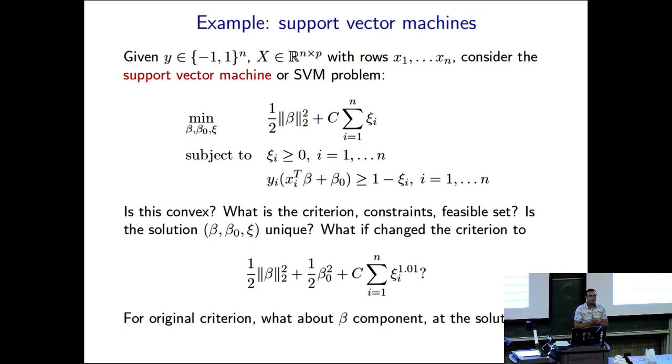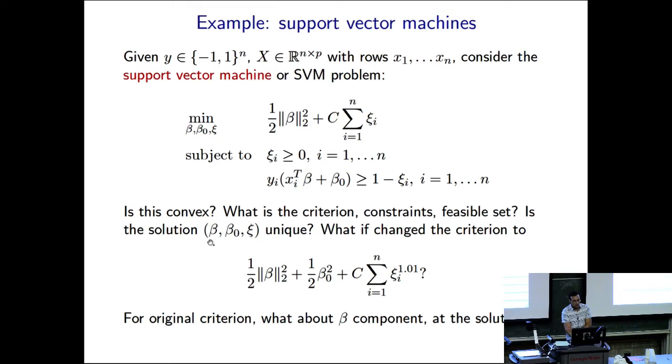What do you guys think? Well, again, we only really know that we can prove uniqueness from strict convexity. So what do you guys think based on that? Is the criterion strictly convex? It's not, because this is linear in one of my variables. So at this point, we really can't say that the solution is unique.